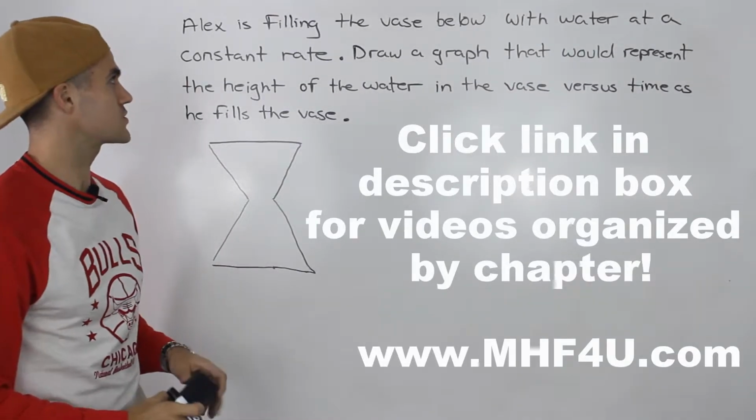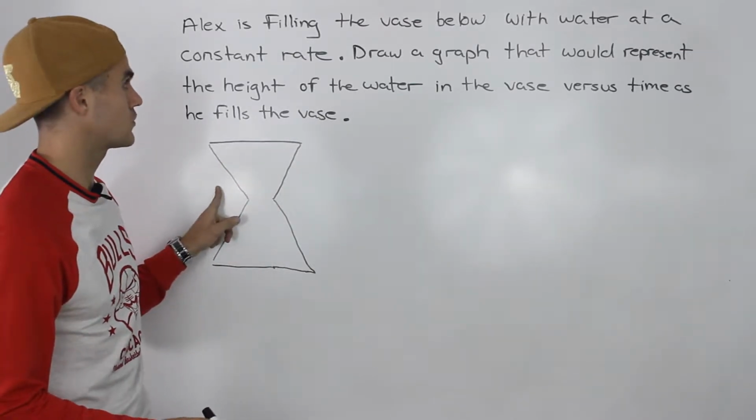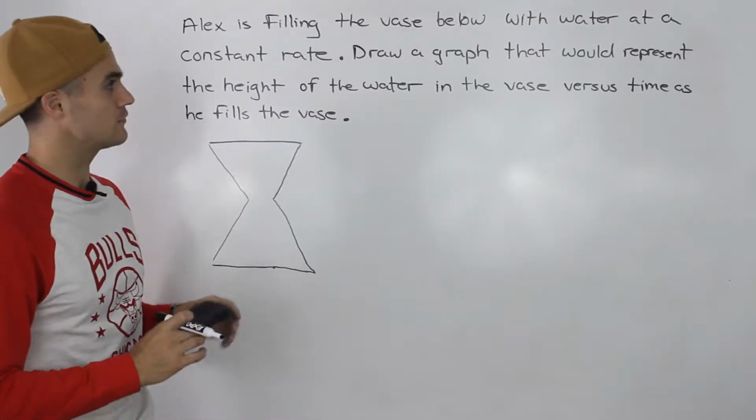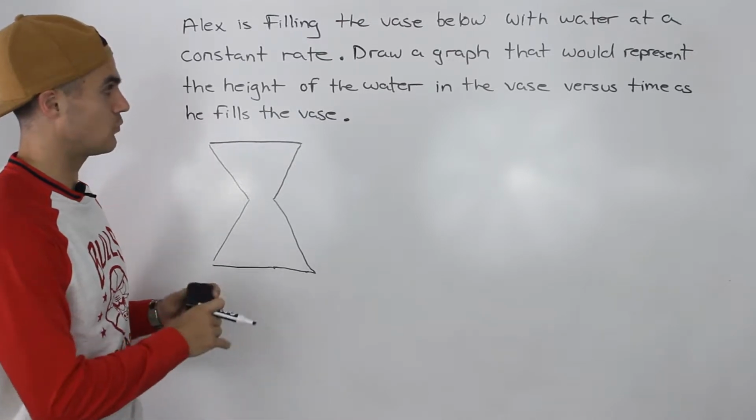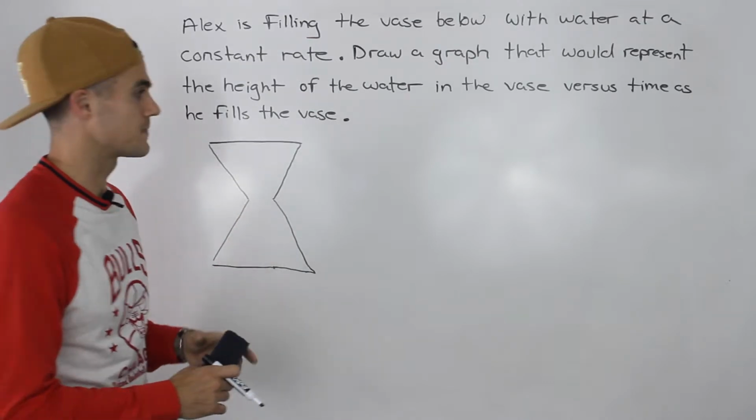We're moving on to the next question on this test. So Alex is filling the vase below this vase here with water at a constant rate. And we have to draw a graph that would represent the height of the water in the vase versus time as he fills the vase.